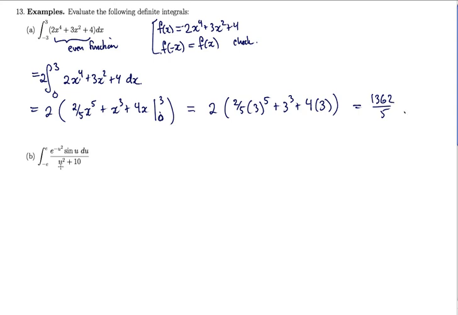How about this next one? Okay, this looks like a complicated integral. I've got exponentials and sines, and there's a quotient here. We're integrating over a symmetric interval about the origin, from negative e to e. Notice that this is an even function, but that one's an odd one. The product of an even and an odd function is an odd function, and the quotient of an odd function with an even function is an odd function.